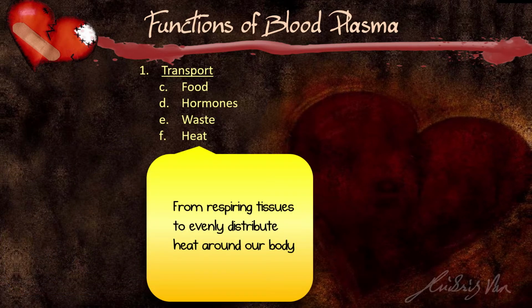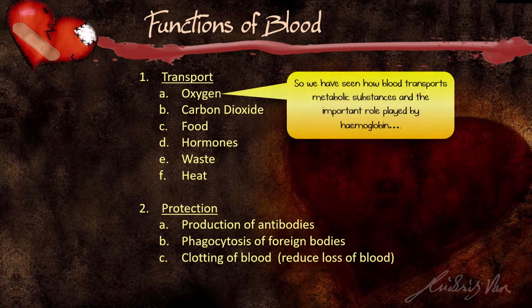And lastly, respiring tissue will produce heat. And this heat will be distributed evenly throughout our body by our blood, because the blood will absorb the heat and carry it all around our body. So now we have seen how our blood transports metabolic substance and the important role played by hemoglobin.